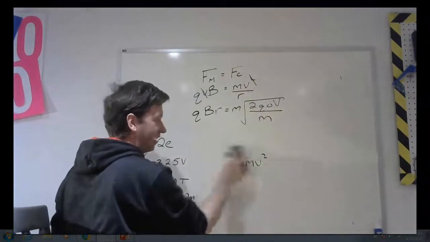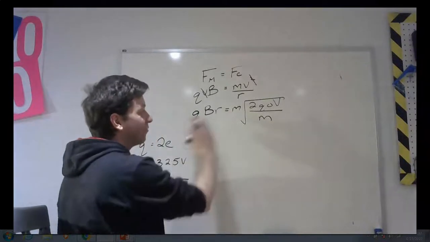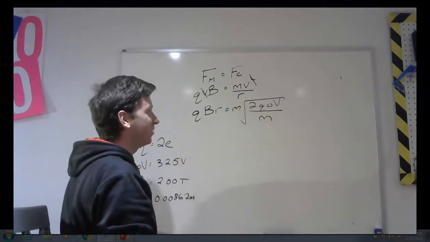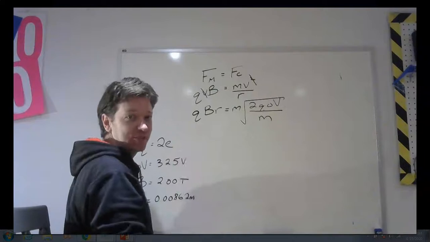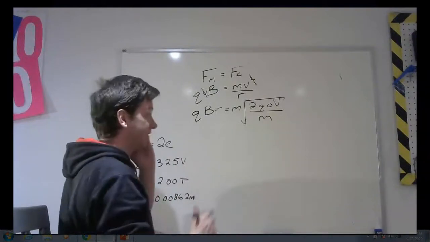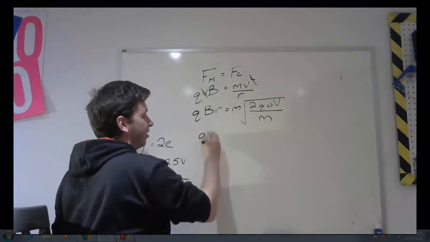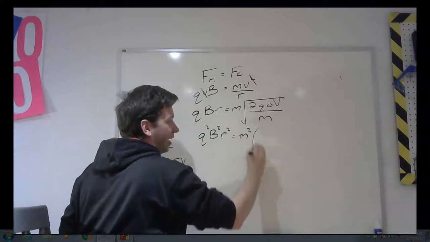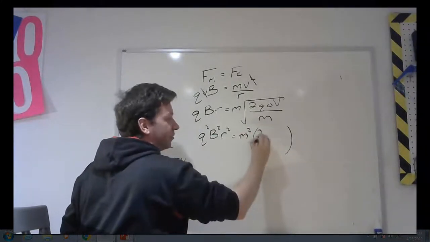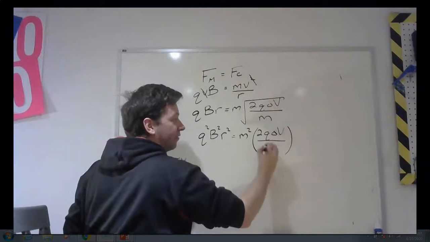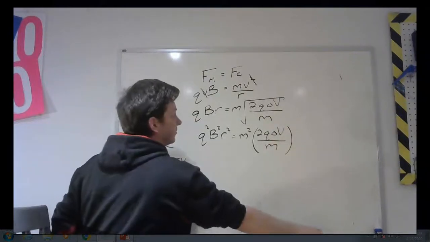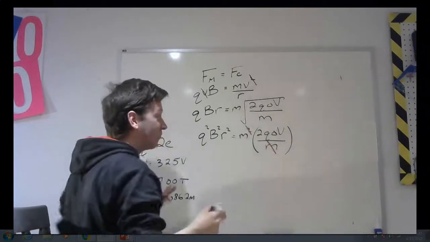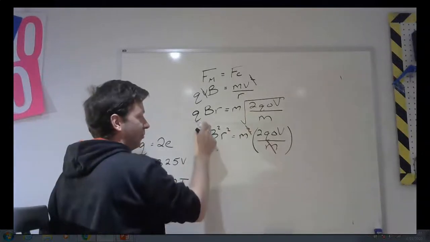Okay, just going to erase this now so I have some room. So now I have one equation with one unknown, m. But before we start doing some rearranging, let's get rid of the square root by just squaring both sides of the equation. So if I do that, I'll get q squared B squared r squared equals m squared. And then we can just put brackets and drop the square root. 2q delta V over m. Now this looks much better. Okay, we're going to have that m go away. So we only have one m. It makes it easier to solve for. We also lose a q.